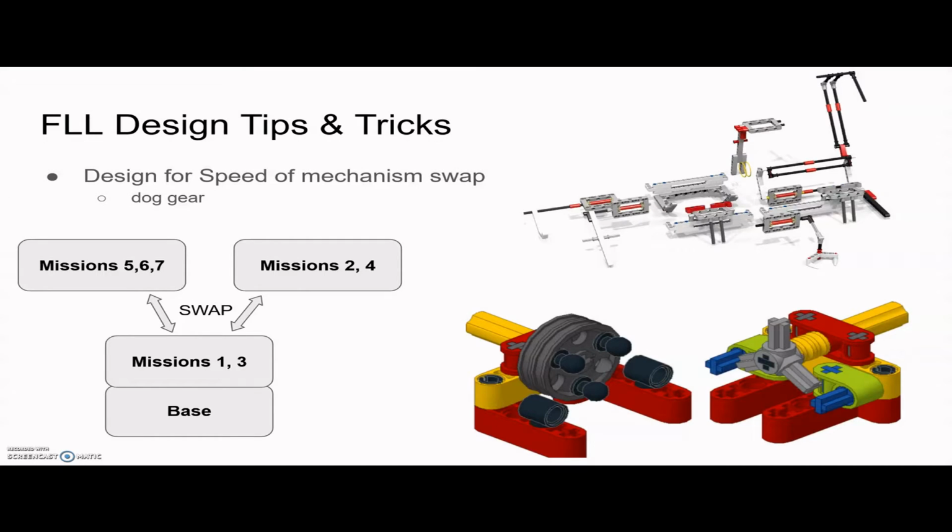Designing for swap speed. A very common technique in FLL is to use multiple attachments for different missions. If you do choose to follow this design, one thing to keep in mind: how long does it take to take off one mechanism and attach another? If you have to adjust 8 different attachment points during every swap, you'll lose valuable time that could have been used to complete a mission. The faster you get your parts on and off, the better. Dog gears are a good way to transfer power to a mechanism without having to carefully attach shafts or wires.